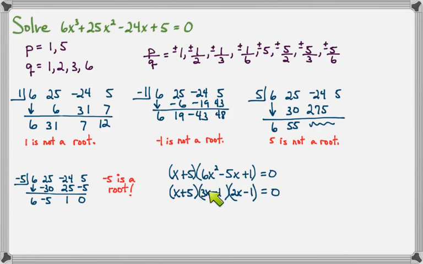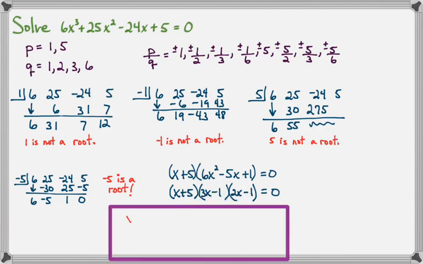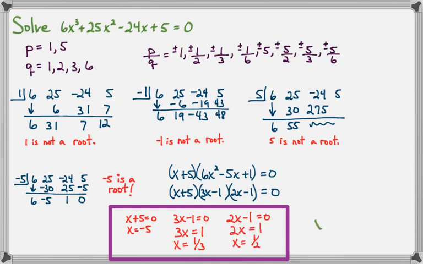And each of these factors is going to give us a solution. If x plus 5 is 0, then x is negative 5. We had already found that one by synthetic division. If 3x minus 1 is 0, then x equals 1/3. And if 2x minus 1 is 0, then x equals 1/2. So our three solutions are negative 5, 1/3, and 1/2.